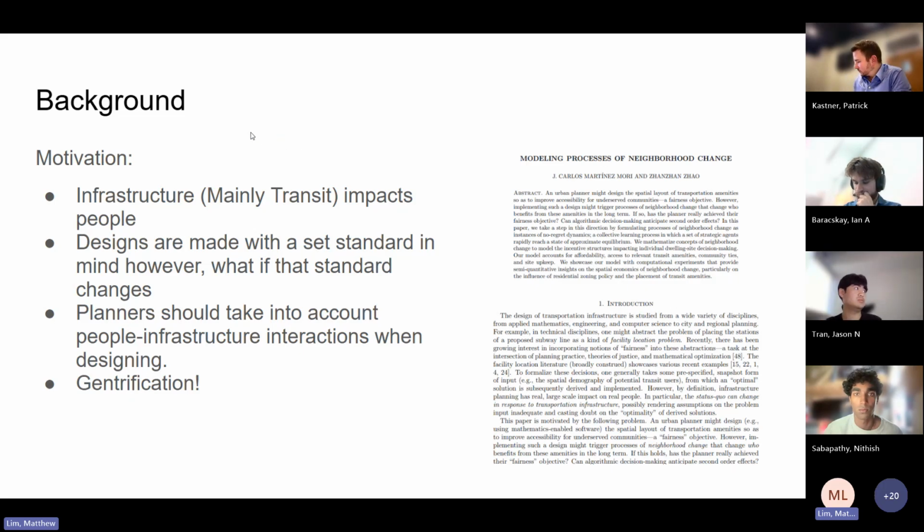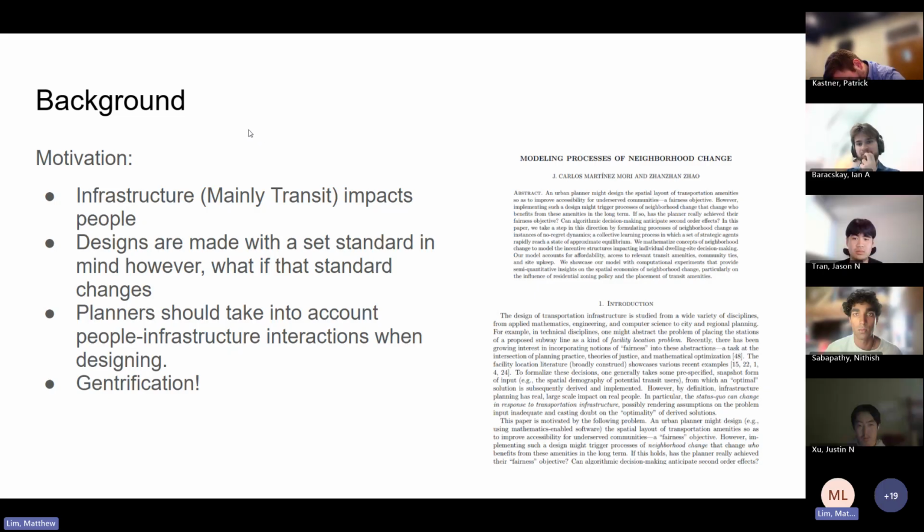So this began as a manuscript written by Dr. J. Carlos Martinez Mori, who we worked with these past few semesters. And essentially the idea is that transit infrastructure impacts people, of course, in terms of their economic opportunities, the way they travel, where they travel to within the city. And these things are built with, of course, the layout of the city in mind. But we believe what should also be considered is how these transit infrastructures might affect people and how that itself changes the way transit should be built.